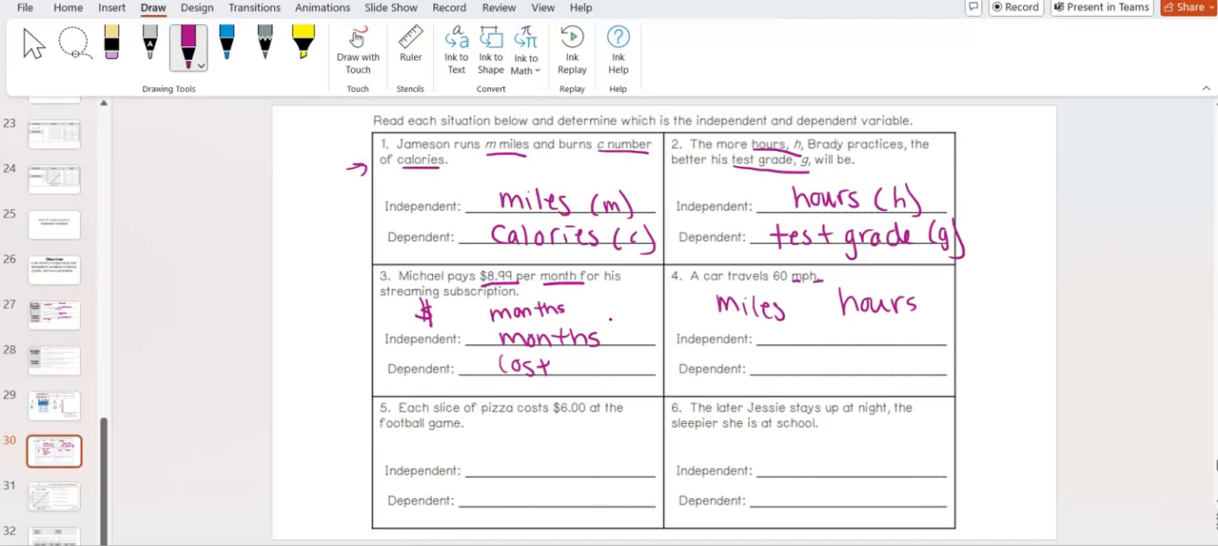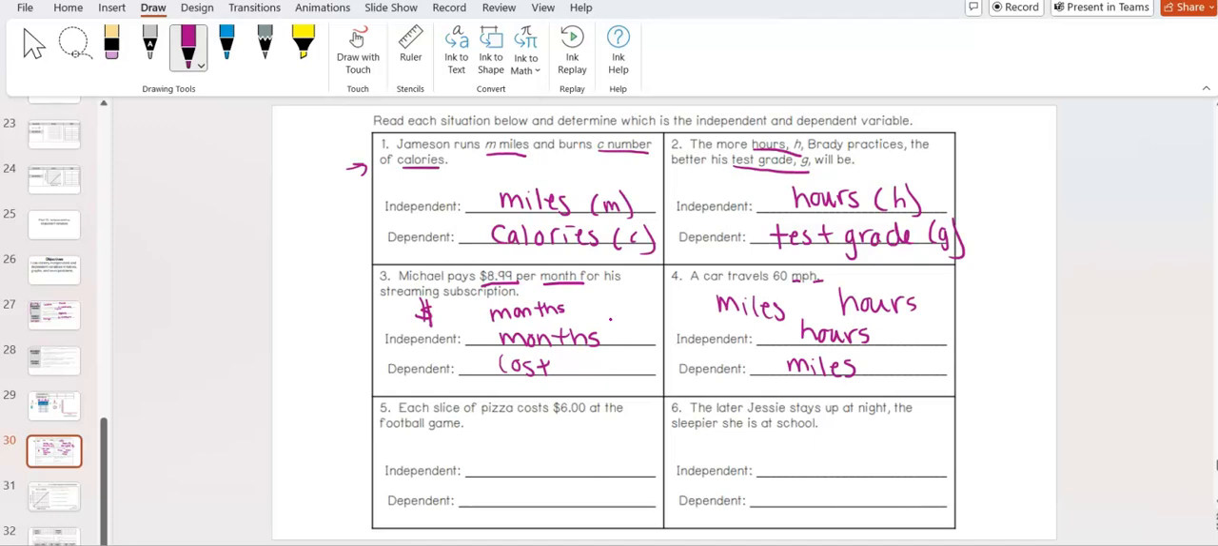Now, do the number of miles I travel depend on the number of hours that's passed? Or do the number of hours that have passed depend on the number of miles you're going? Well, time doesn't change for anyone, so time is definitely independent. Hours is independent. Miles, however, how far I go will depend on how many hours have passed. If I'm going 60 miles per hour, that will tell me that every hour that passes, I go 60 miles.